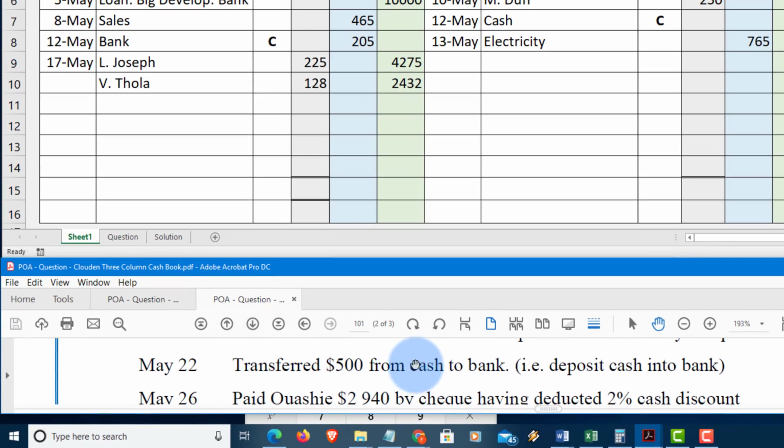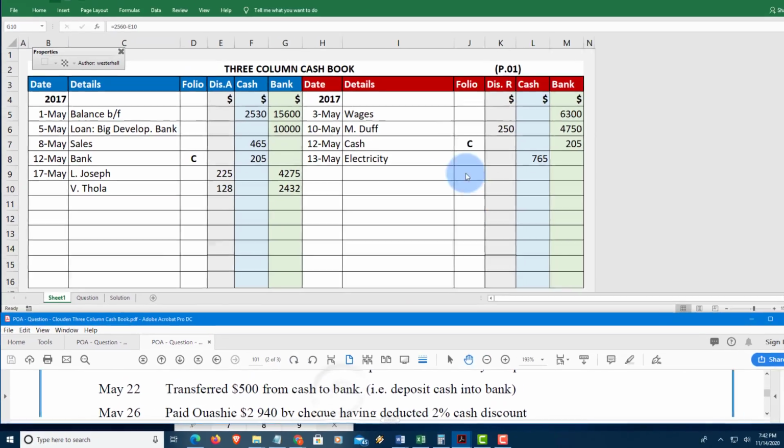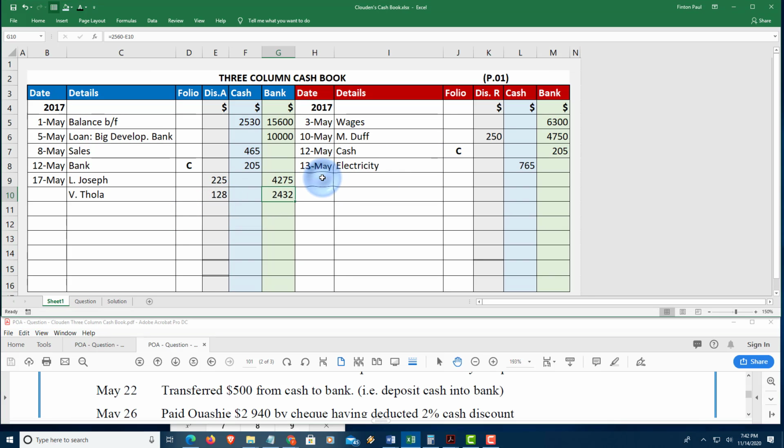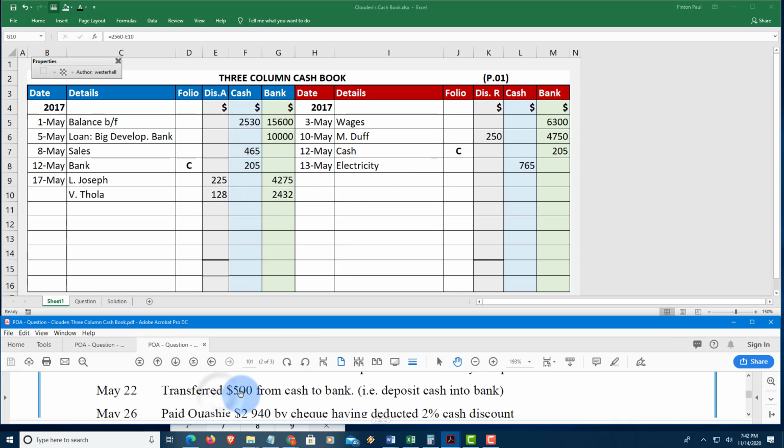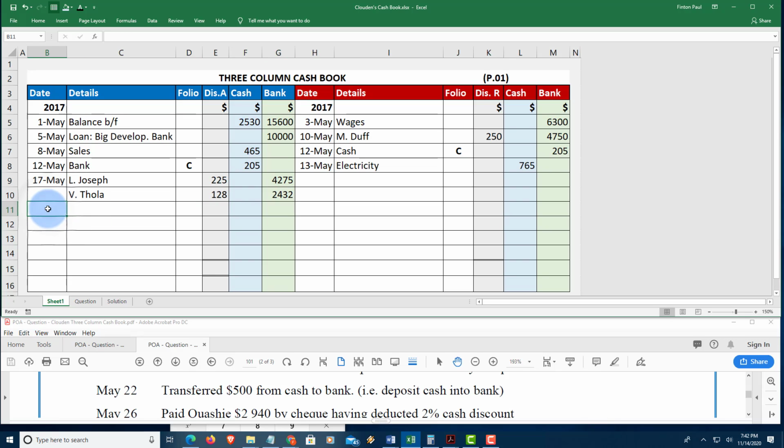Transferred $500 from cash to bank. Now this is also a contra entry. May 22nd, you're transferring it from cash to bank. So bank is increasing. The other account involved is cash.